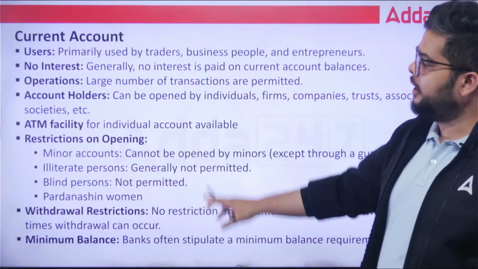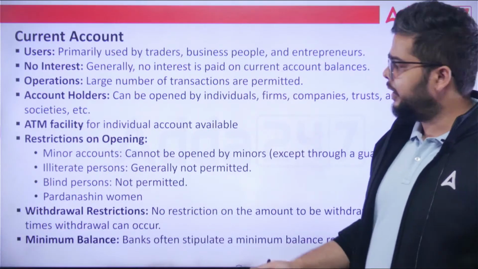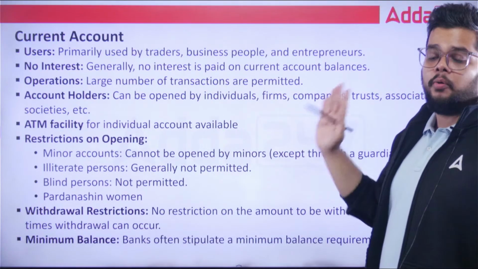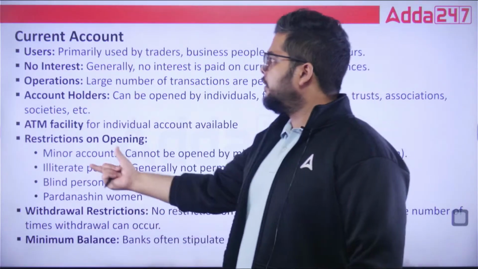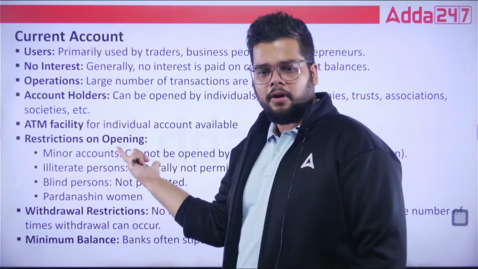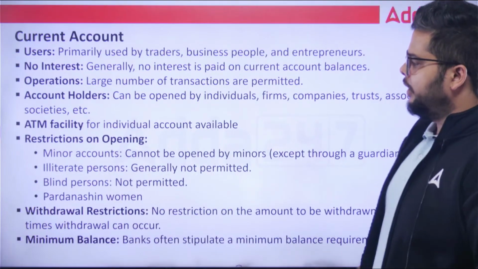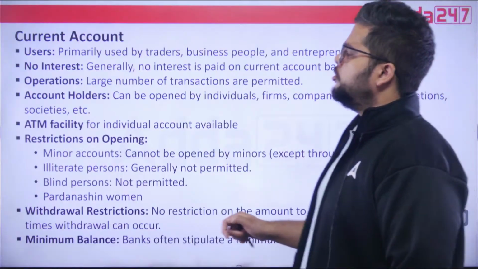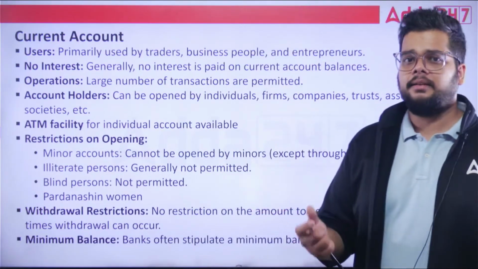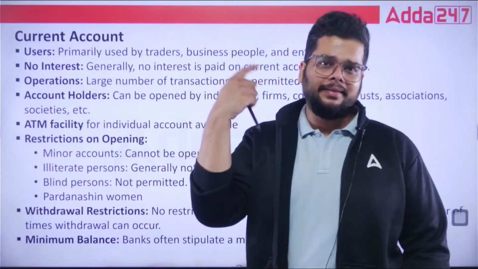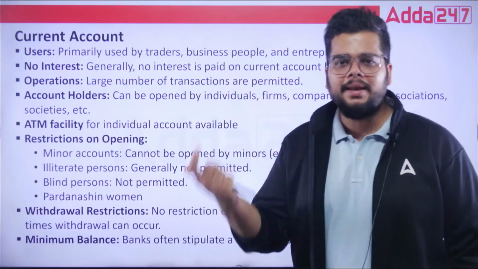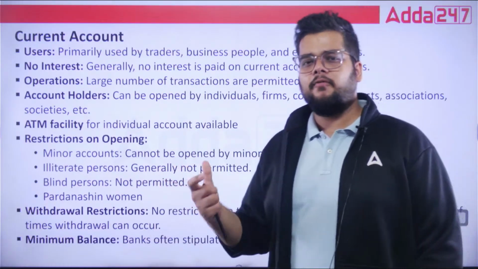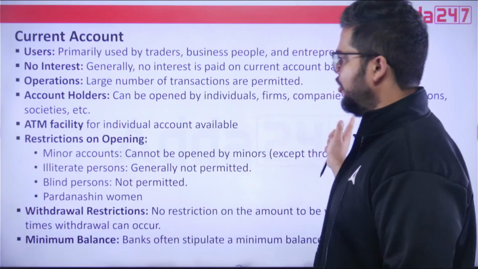ATM facility for individual account is available. Fine. It can confuse you by giving n number of options, but the correct answer will be only individuals. Restrictions in the current account, 4 options will be given. 5th option will be all of the above, like that. So not only should you attend the session, in your mind you should play a picture that if the examiner is to set a question from this particular slide, then what all type of questions he or she can set.